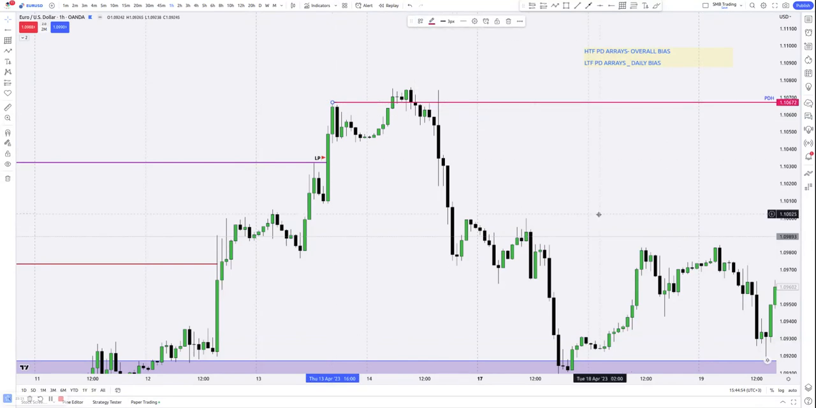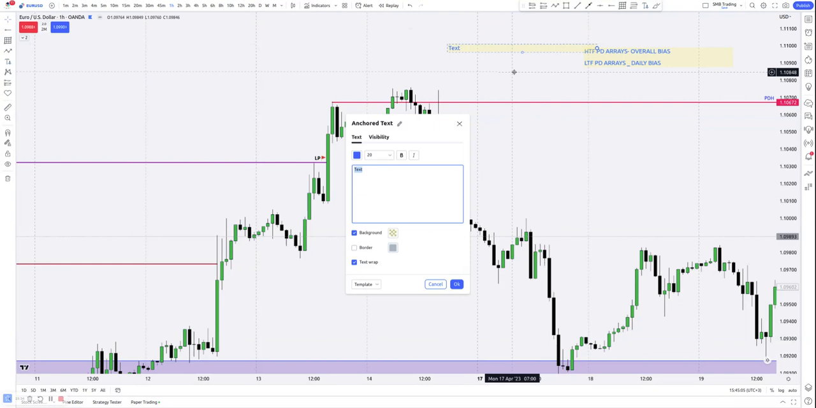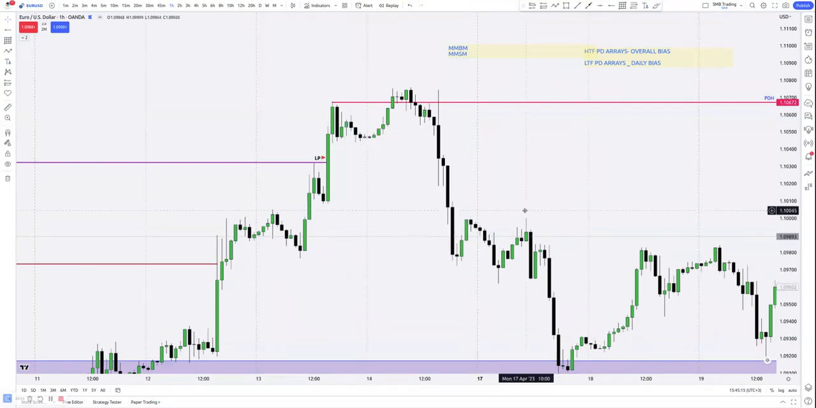Previous day's high. What happens when price takes previous day's high? We expect a market maker sell model. You guys already know about market maker buy model and market maker sell model. You know about these models, right? This is basically the 2022 model from ICT, you know. So the lower time frame, previous day's high has been taken.